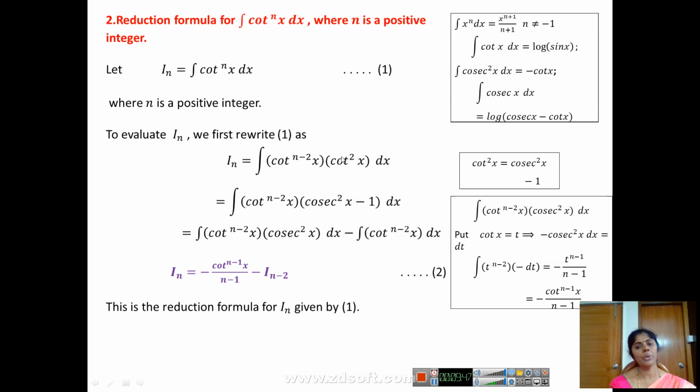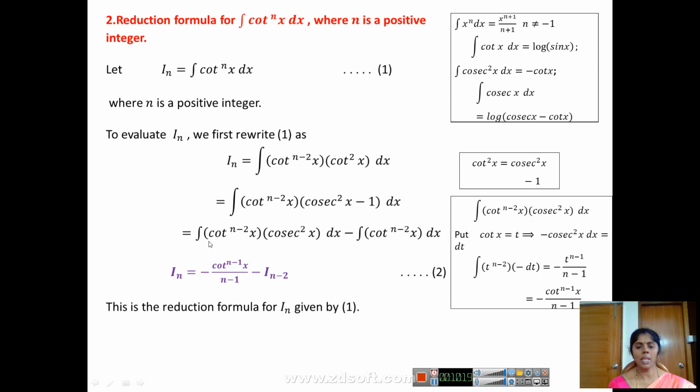And using the identity cosecant square x minus cot square x equals 1, we can write cot square x is equal to cosecant square x minus 1. Then again we can multiply these things, that is integral of cot to the power n minus 2 of x into cosecant square of x dx minus integral cot to the power n minus 2 of x into dx.